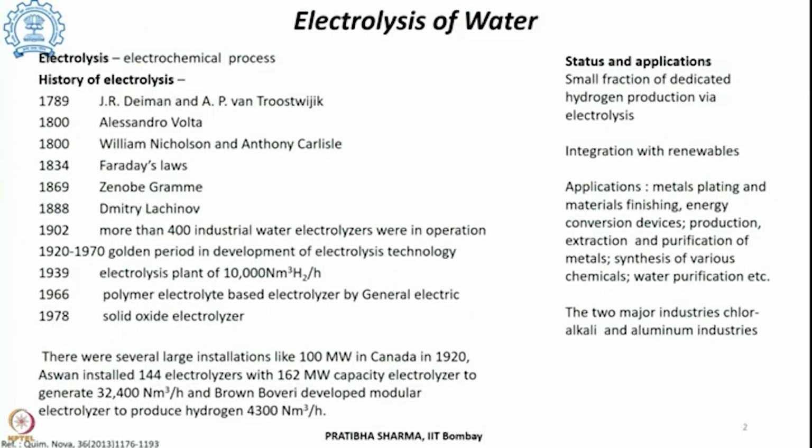This is again a method where we can split water to produce hydrogen and oxygen. This is an electrochemical process and is important in the sense that hydrogen being produced by means of electrolysis is pure. It can be about 99.999% pure as well depending upon the technology used, and it is a mature technology.